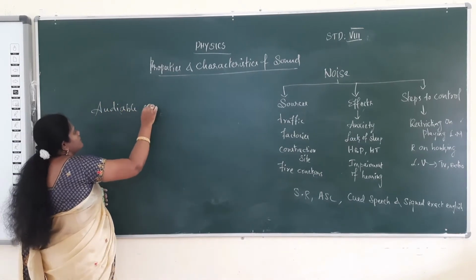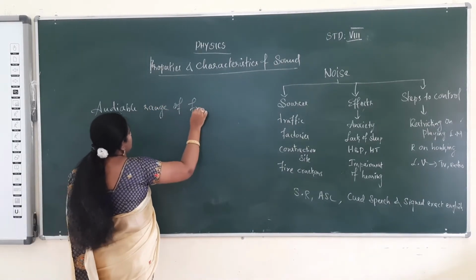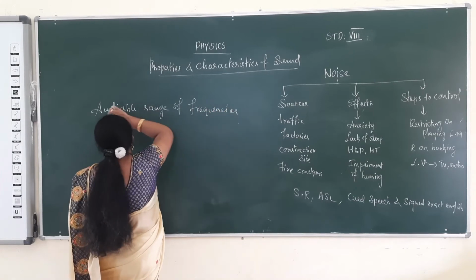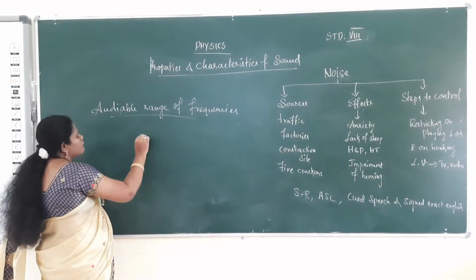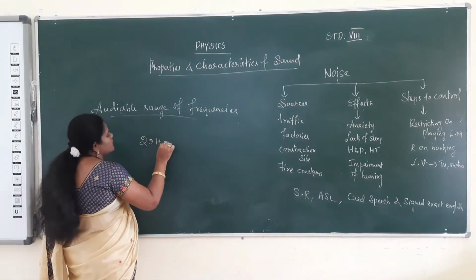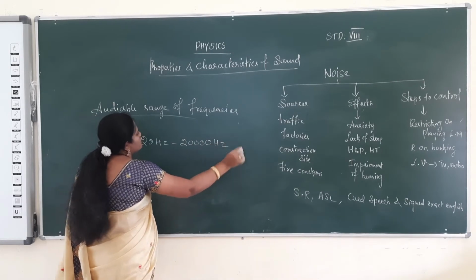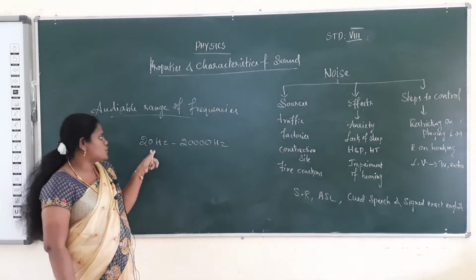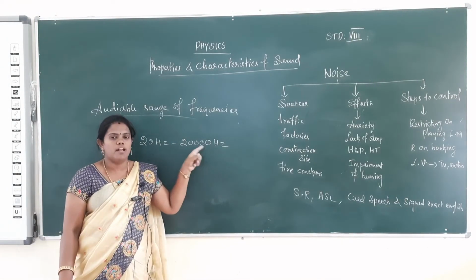Audible range of frequency. It can be said in two ways: audible range of frequencies. Audible range of frequency means our human ear can hear from 20 Hz to 20,000 Hz. So in the human ear, the audible frequency range is 20 Hz to 20,000 Hz. 20 Hzலேருந்து 20,000 Hz வரைக்கும் நம்மளால் கேட்க முடியும்.